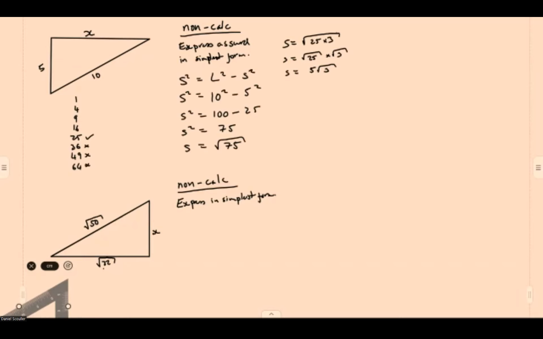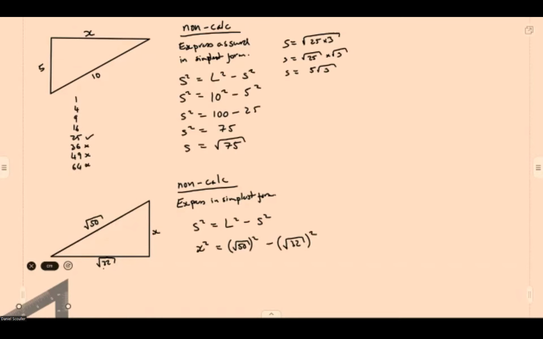Okay, second one looks a wee bit worse. But once you think about it, short side squared equals long side squared minus short side squared. The x this time is given, so you've got root 50 squared, and you've got root 32 squared.